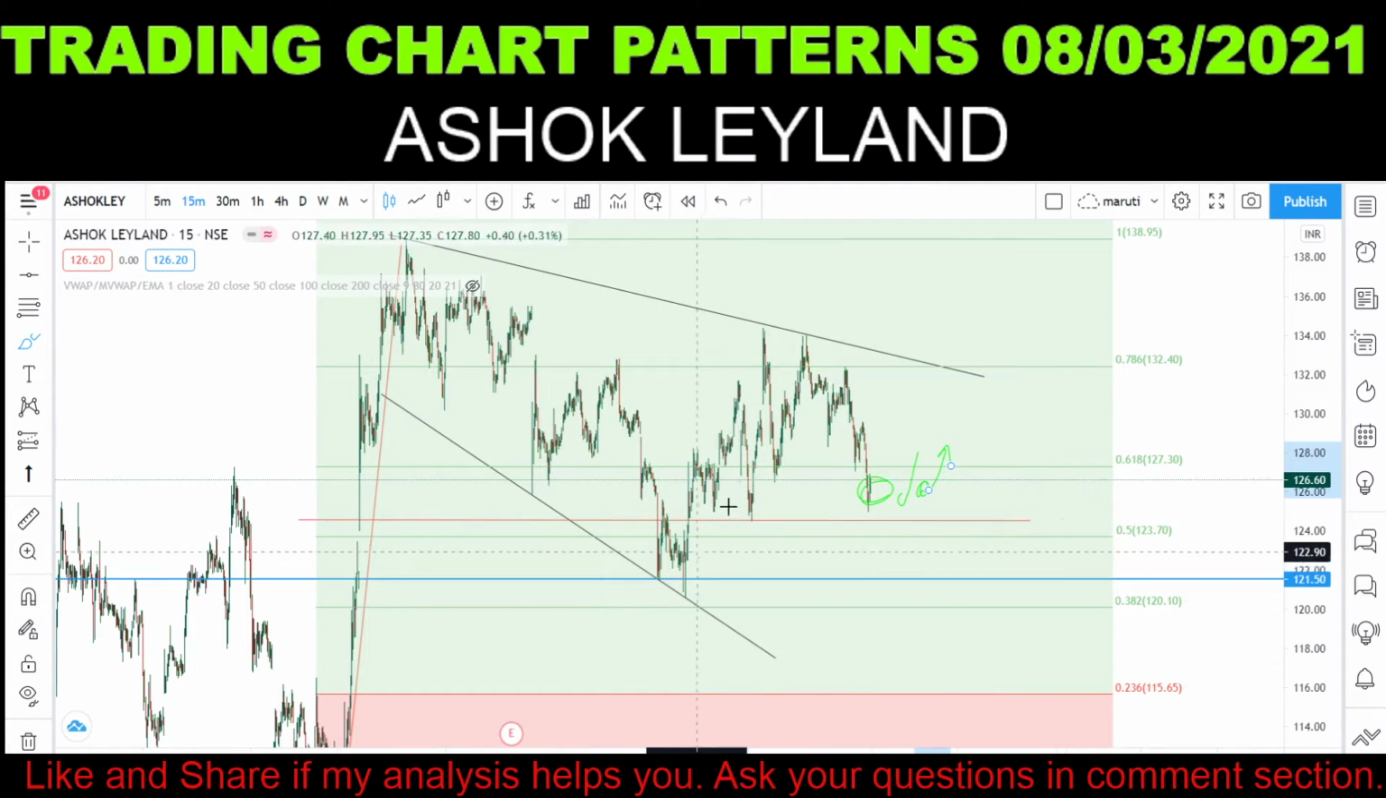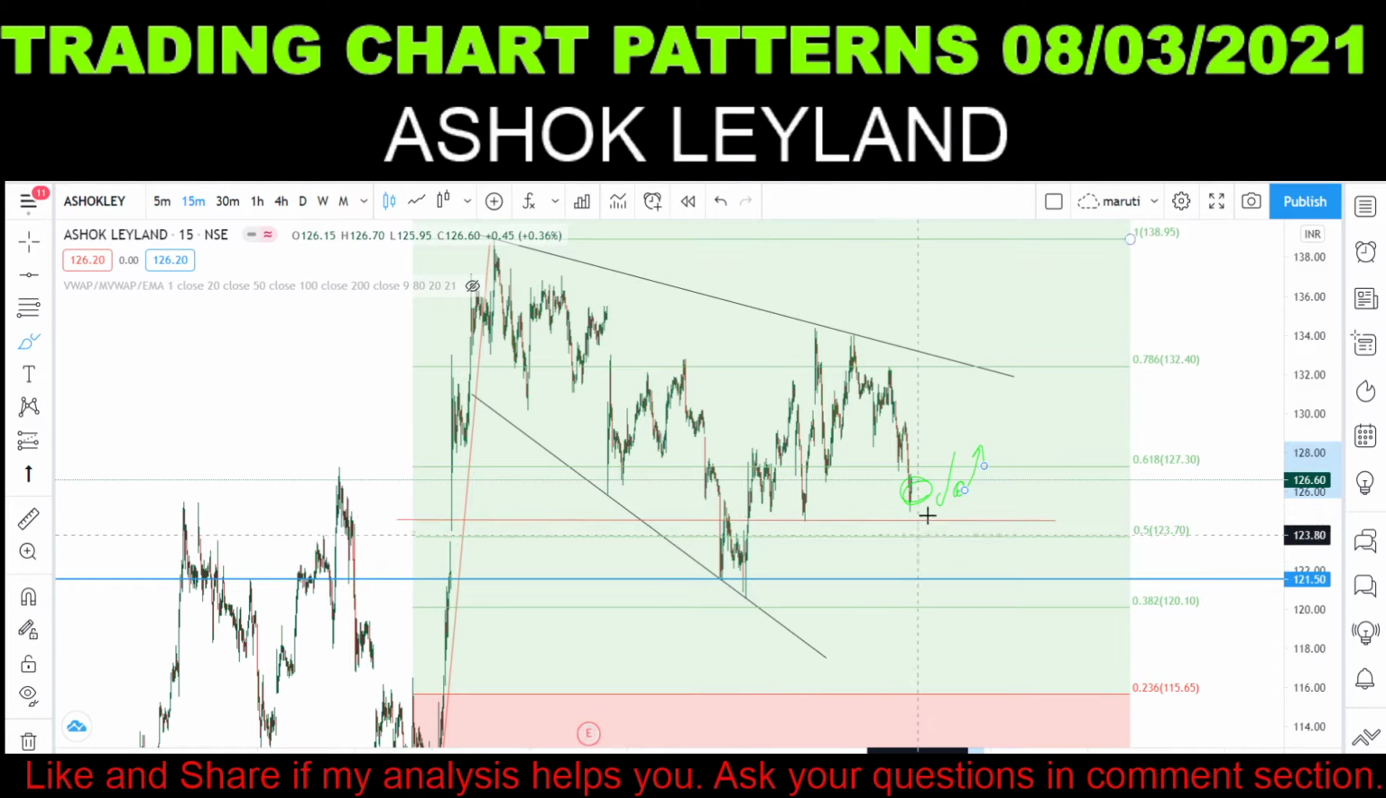And if the stock breaks this support region of 124.7, then we will wait for 123.7. If 123.7 is also broken and any candle closes below this level, then only we will go for a short sell and target of 121.5. So this is our trading plan for tomorrow in Ashok Leyland.